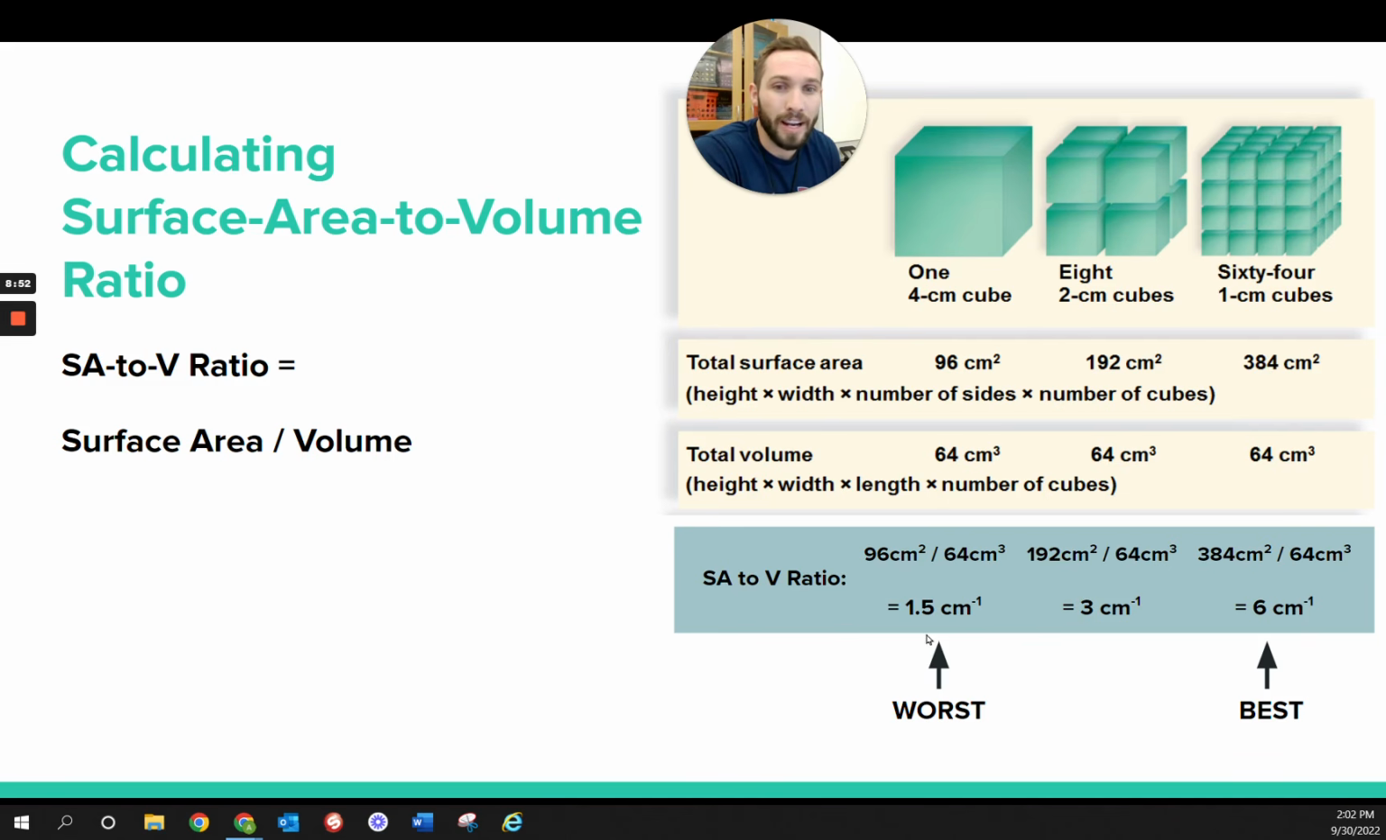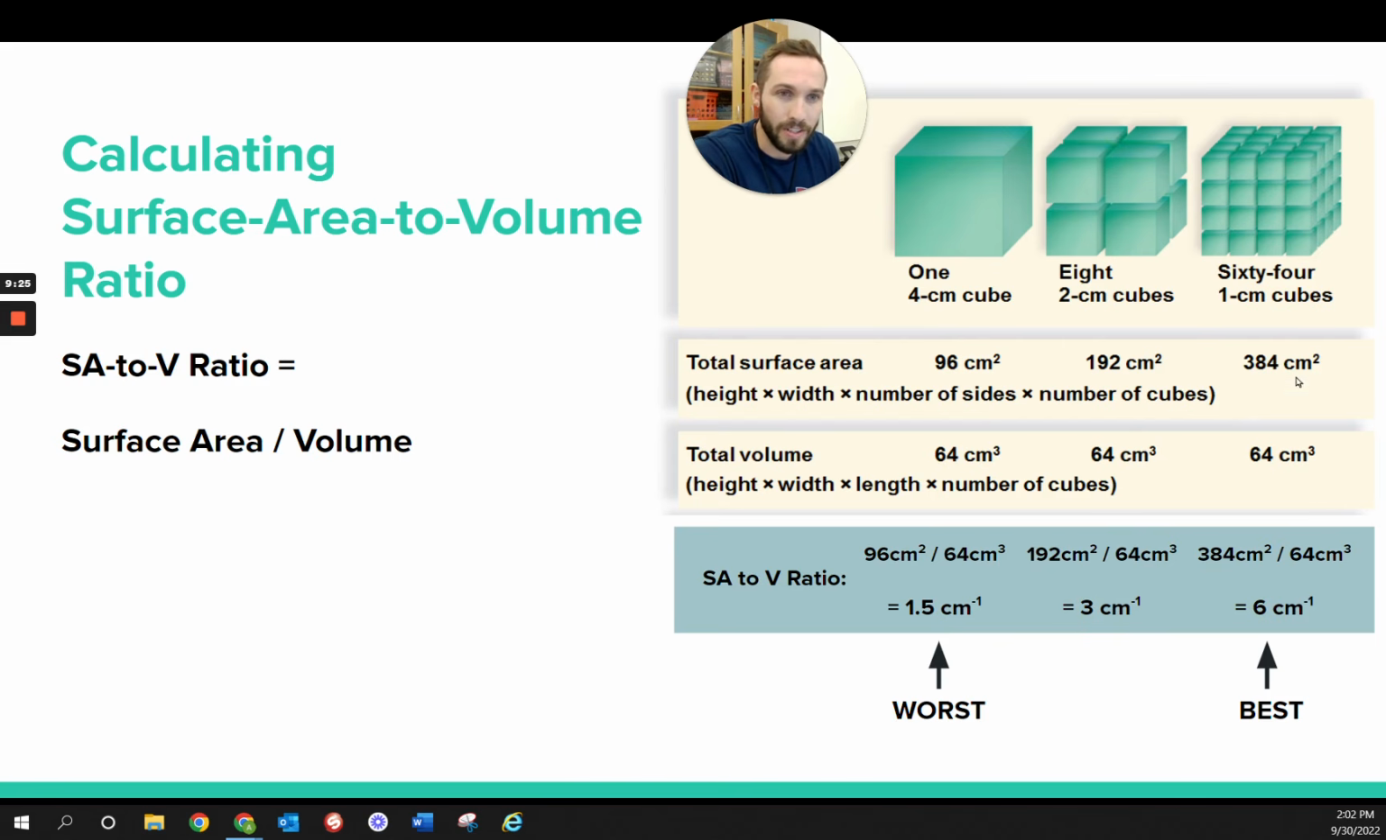And so here I calculate the surface area to volume ratio. To calculate the surface area to volume ratio, you take the surface area and you divide by the volume. Let me repeat that. You do the surface area divided by the volume. Please don't do it the wrong way. Don't do the volume divided by the surface area. That's going to give you the volume to surface area ratio, which is not what we want. We want the surface area to volume ratio. And when you take the surface area of this guy and divide it by its volume, you get this number right here, 1.5. Or if you take the surface area of this guy and you divide it by its volume, you get 3.